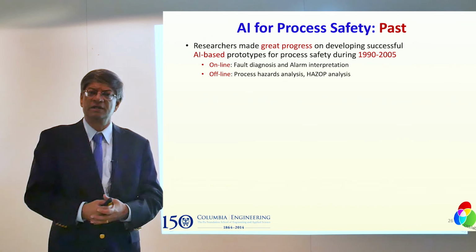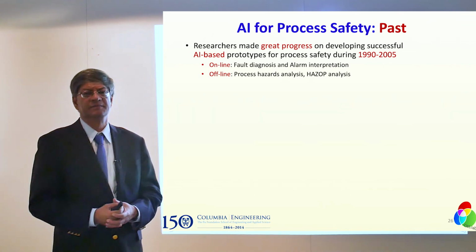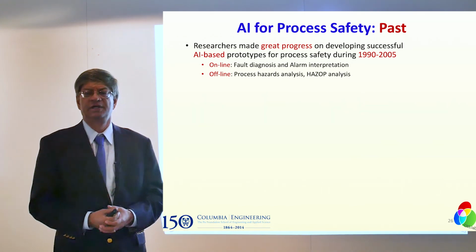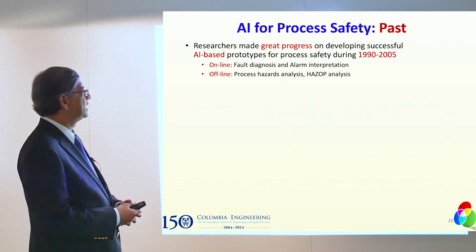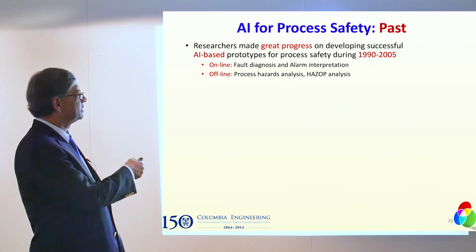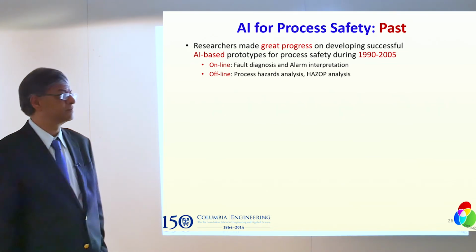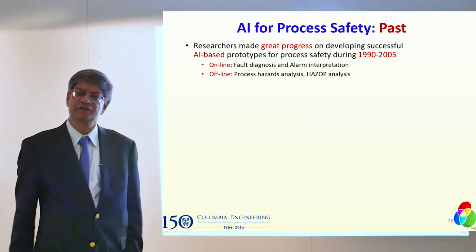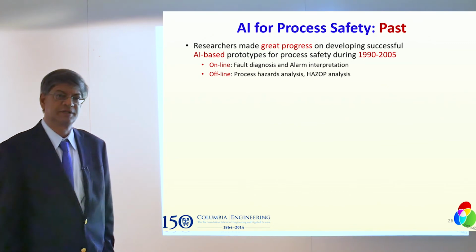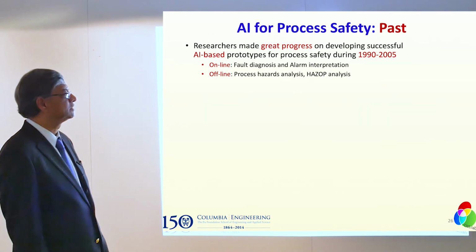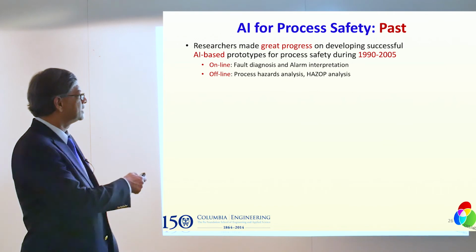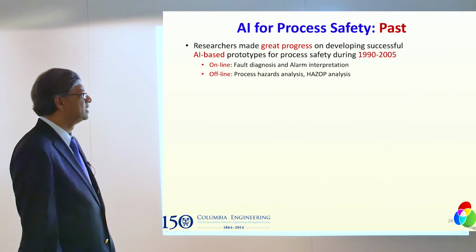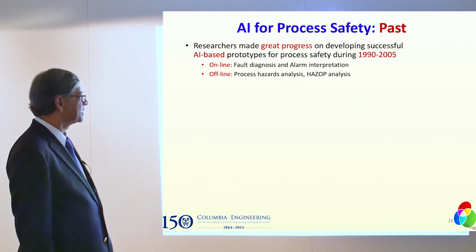there's been a lot of work on AI for process safety. As I said, people have been working on this for about 30 years, from the 80s onwards. And great progress was made in developing successful AI prototypes, which were demonstrated both for online applications, such as the real-time fault diagnosis applications that DKIT demonstrated in the 1995 to 1998 timeframe, and the offline process hazards analysis or HAZOP analysis kind of applications that were demonstrated around the same time.